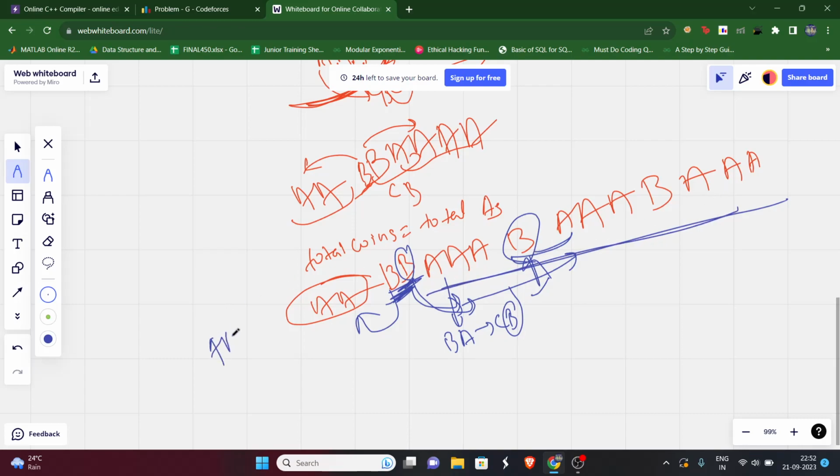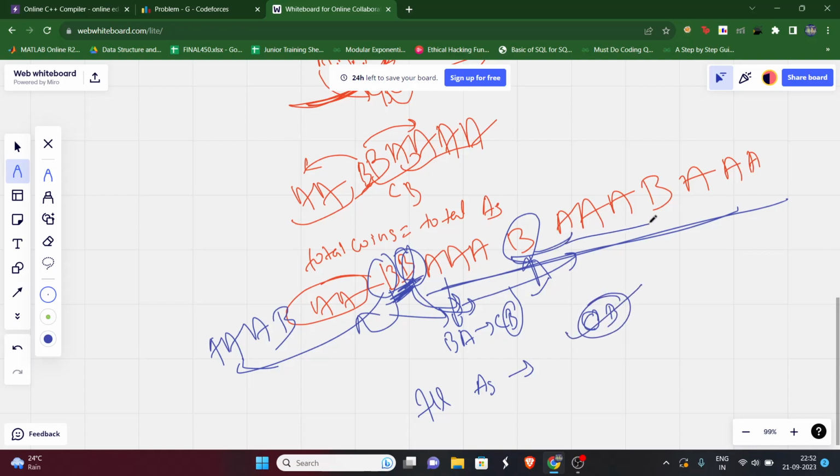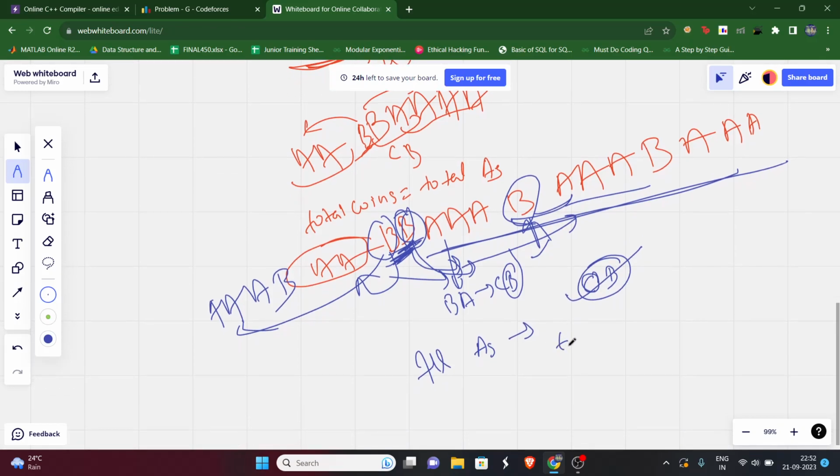Similarly on the left side, if there are so many A's and B's and we have two B's, then we can always convert all A's. All A's can be converted to C or B, whatever operation we are performing, and finally all A's can be consumed in the operation. So the total coins or total profit will be the total number of A's. That will be our total profit. So this was the scenario when we have two consecutive B's.